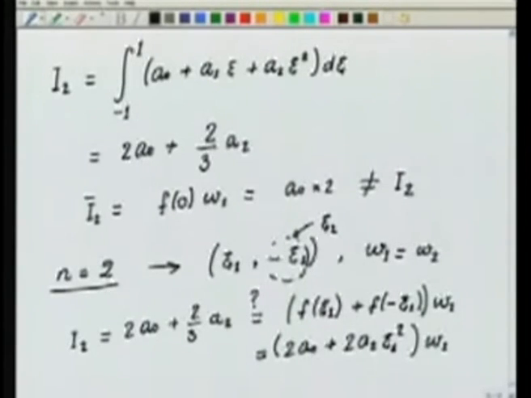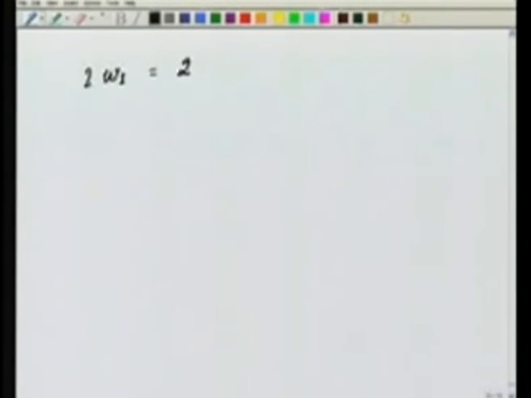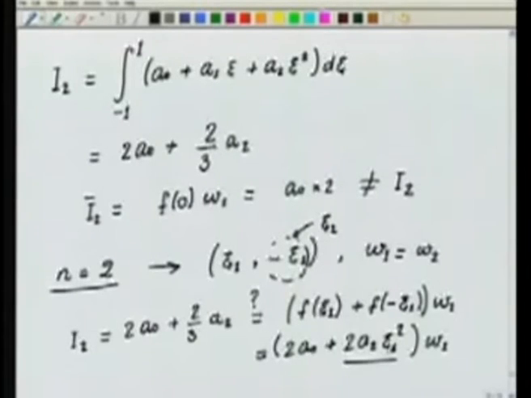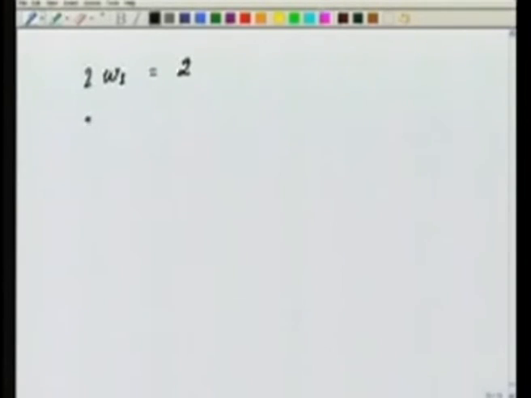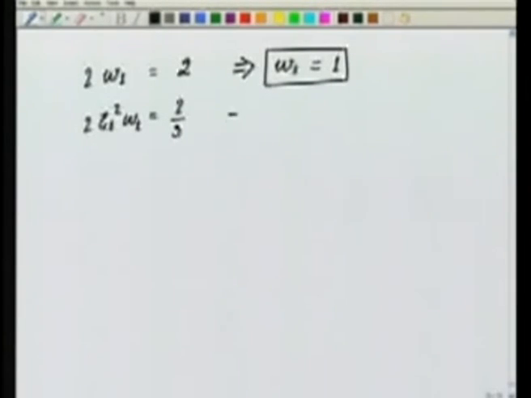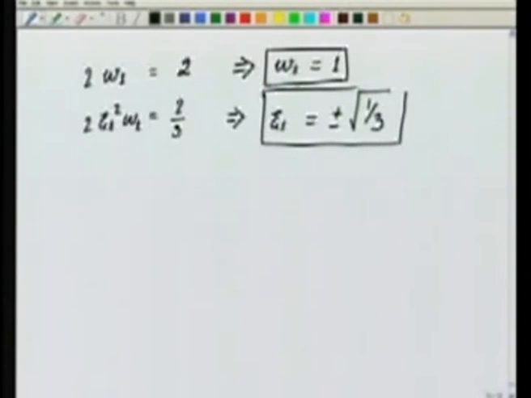If I compare the coefficients, then I will get 2W1 is equal to 2, and if I look at the second part, it will be 2 psi 1 squared W1 is equal to 2 by 3. From here, W1 is equal to 1, and by substituting everything, I get psi 1 is equal to plus minus root of 1 by 3. So, choosing these points, psi 1 equal to plus minus root of 1 by 3 and W1 equal to 1, the summation for the 2 point rule gives us an exact integral for I2.